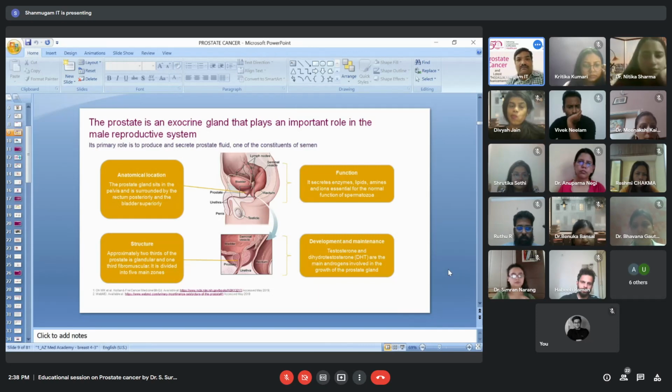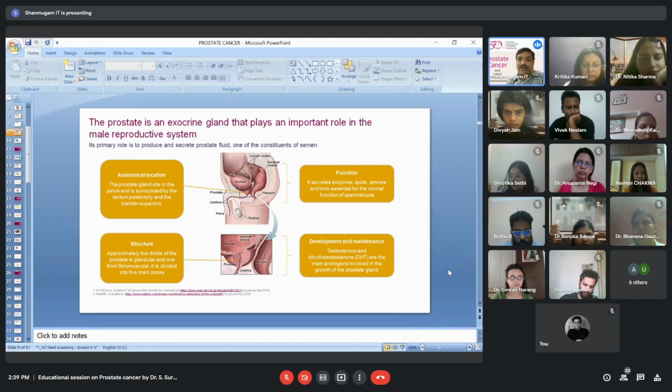As we all know, the prostate is an exocrine gland, and it plays an important role in the male reproductive system. Its main function is to produce and secrete prostate fluid, which is a constituent of semen. During our development, testosterone and dihydrotestosterone are the main hormones involved in the growth of the prostate gland.